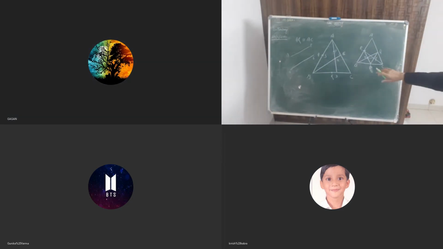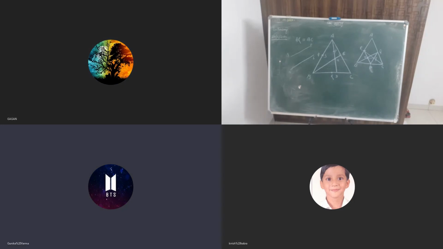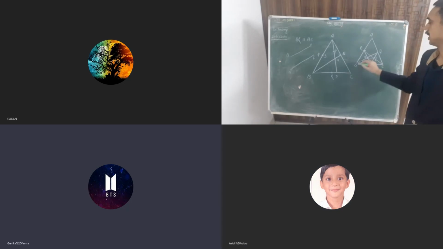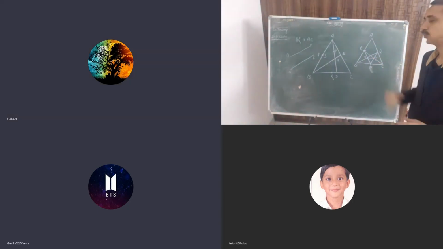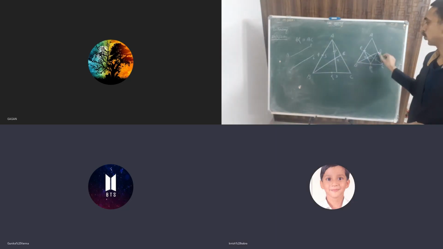Anything unclear? You can ask me out here. The sides are BC, AC, and AB, right? The triangle being ABC. And the midpoints are R, P, and Q. Then you draw a line from B to Q, which intersects the line drawn from P to R at X. Got it?